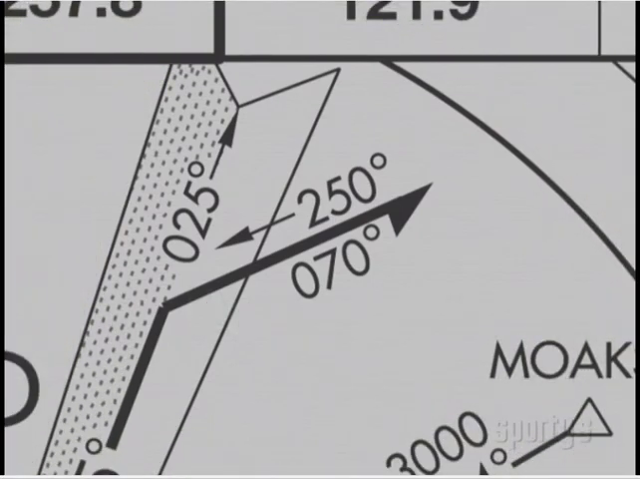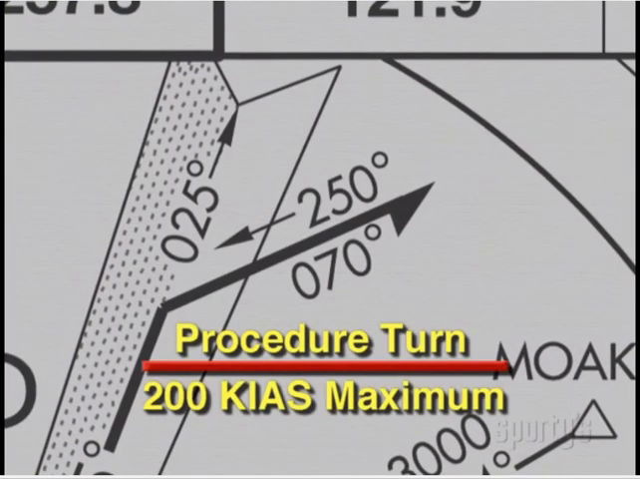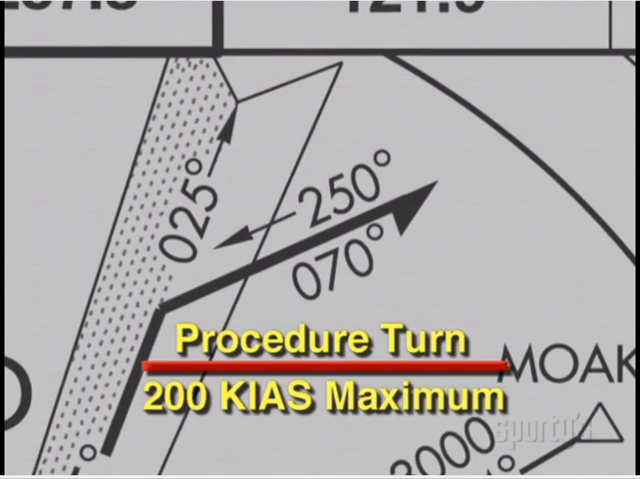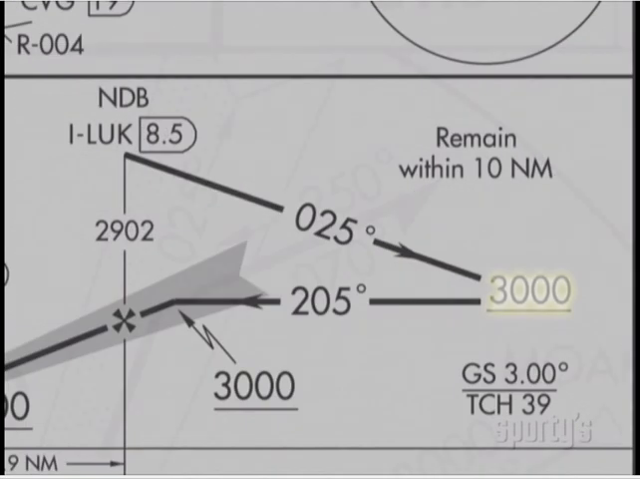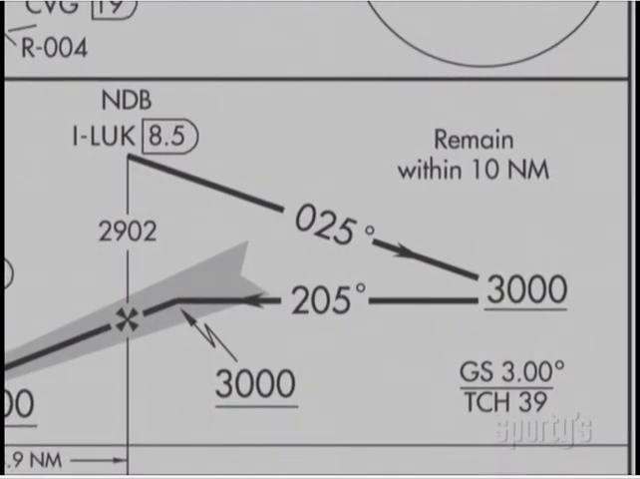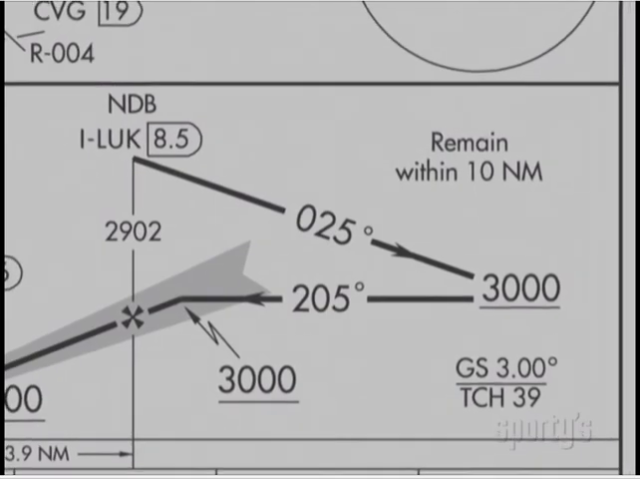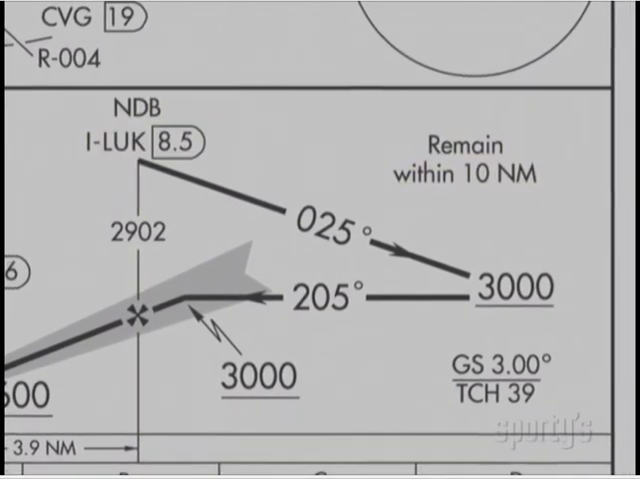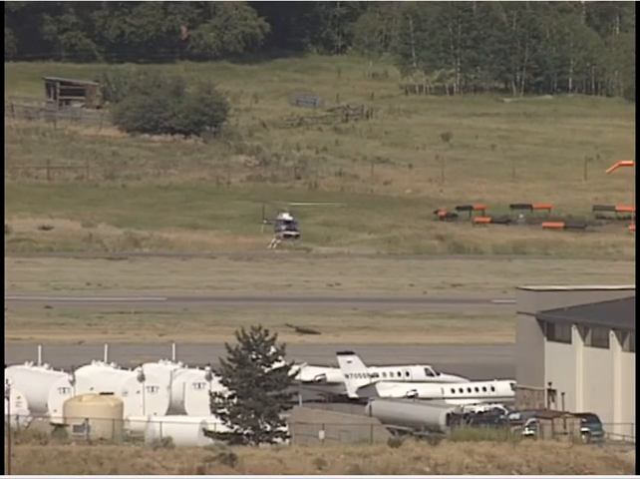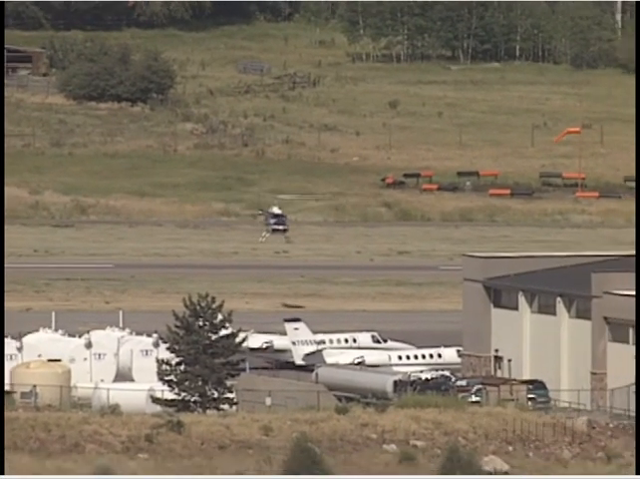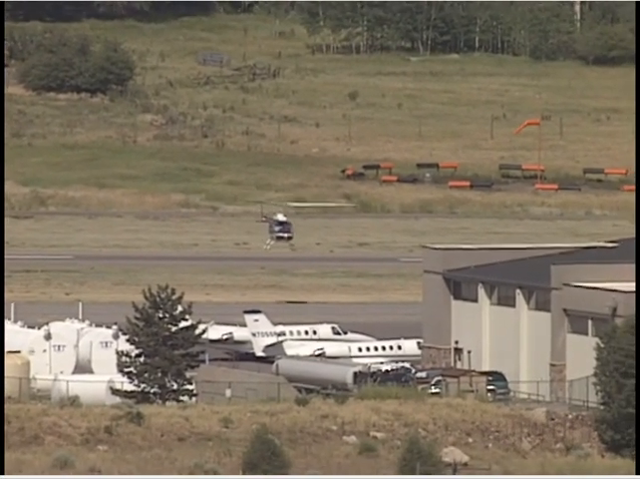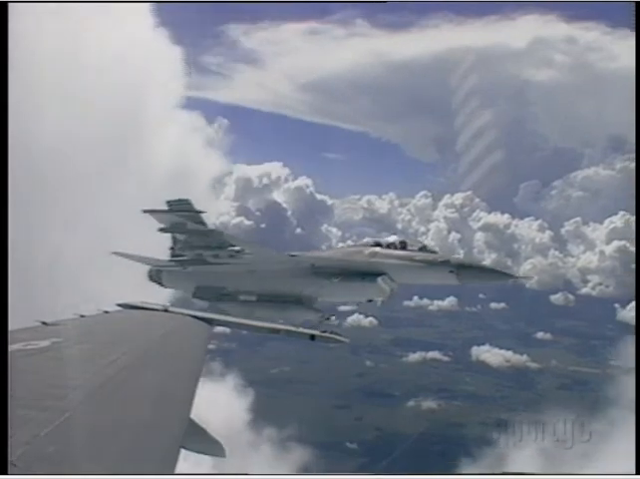Procedure turns are used to reverse direction and establish the aircraft inbound on an intermediate or final approach course. The altitude shown on the chart for a procedure turn is a minimum, and the maneuver must be completed within the distance shown on the chart. The distance is usually 10 miles, but may be 5 where only Category A airplanes and helicopters operate, or may be extended to 15 miles to accommodate high-performance aircraft.